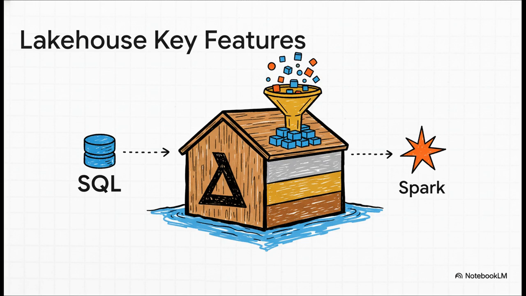And the cool thing is, it perfectly sets you up for what's called the medallion architecture. Now, that's just a fancy name for a really powerful way to organize your data into different quality levels. You know, from raw bronze to cleaned up silver, and finally to that business-ready gold.